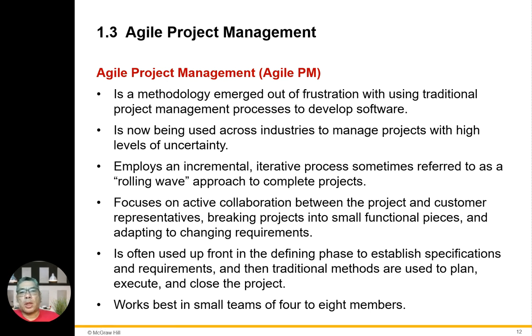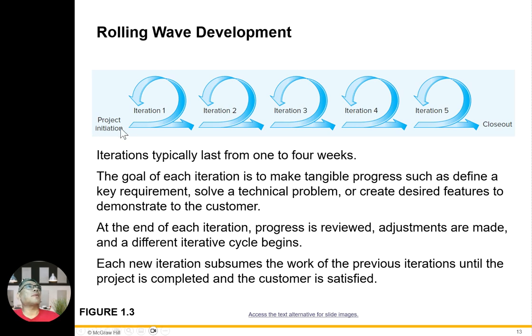Okay. What is the rolling development? See, project initiation is iteration 1, iteration 2, iteration 3, iteration 4, iteration 5, and then close out. One sprint. This is a typical one sprint. When I was working for Travelers Canada, I had 4 iterations. So each iteration was 2 weeks, 2 weeks, 2 weeks, 2 weeks.